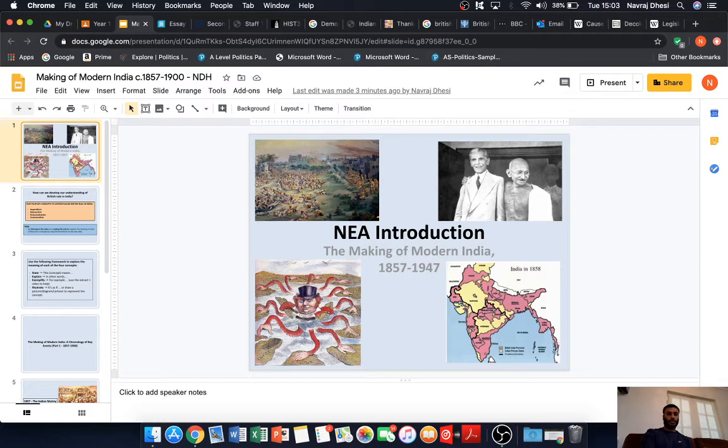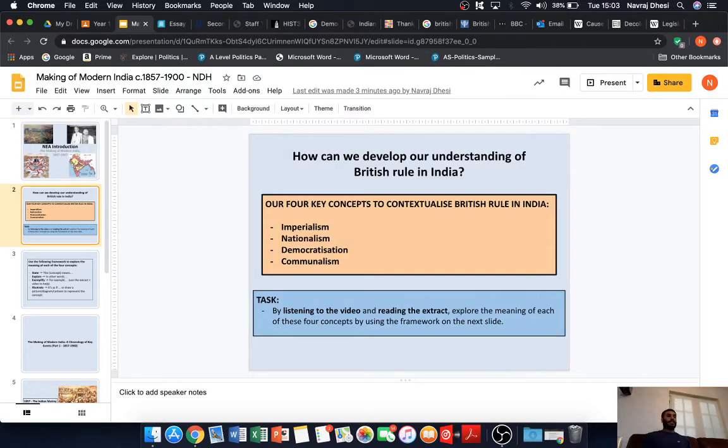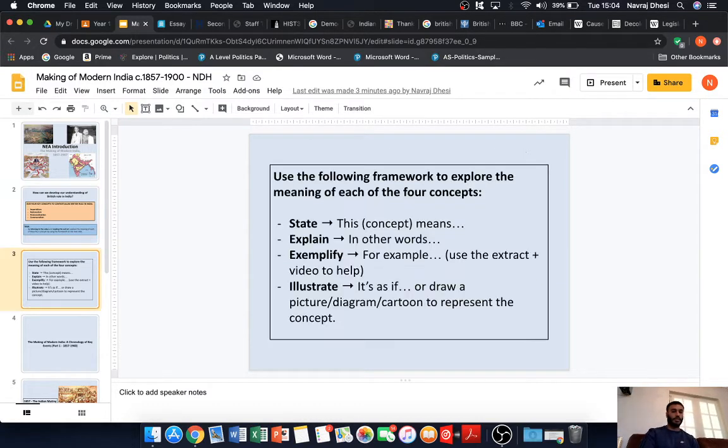So the first thing I need you to do is think about how we can develop our understanding of British rule in India. And the way that we're going to do this is by exploring 4 key concepts which will contextualize British rule in India. And they are imperialism, nationalism, democratization, and communalism. Okay, and the task that you will need to complete is, by listening to the video and reading the extract that I provide you with, explore the meaning of each of these 4 concepts by using the framework on this slide. So by using this framework, what I would like you to do is define and explore the meaning of each of the concepts, okay, and unpick them and provide examples for them.